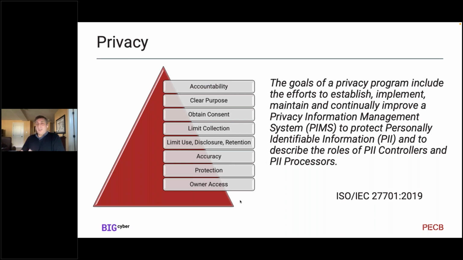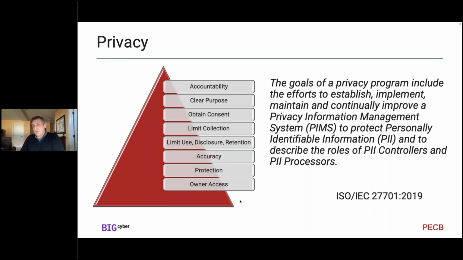Limiting your collection to only that data that you need to collect is important as well. The use, disclosure, and retention of the data: don't hold the data longer than you need to. Hold it for as long as you need to, and then securely remove it. Making sure the data is maintained to an accurate level, so that's part of the CIA as well. You're making sure the integrity of the data is good and solid.